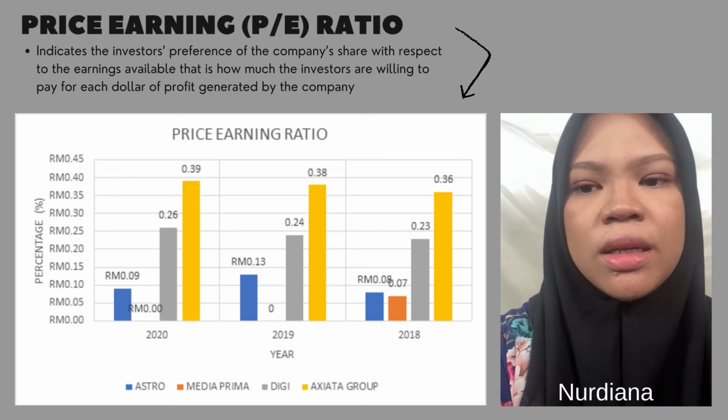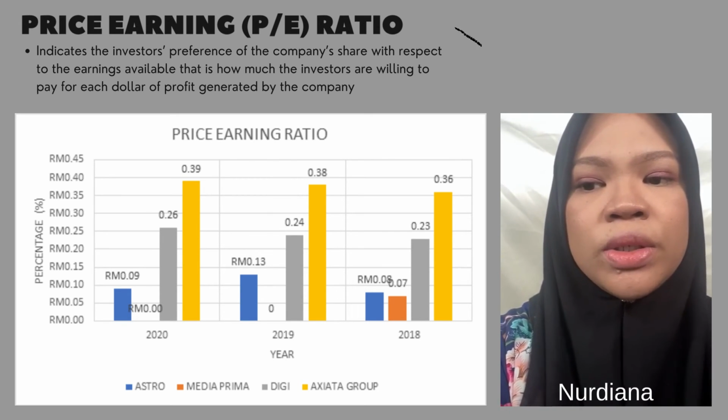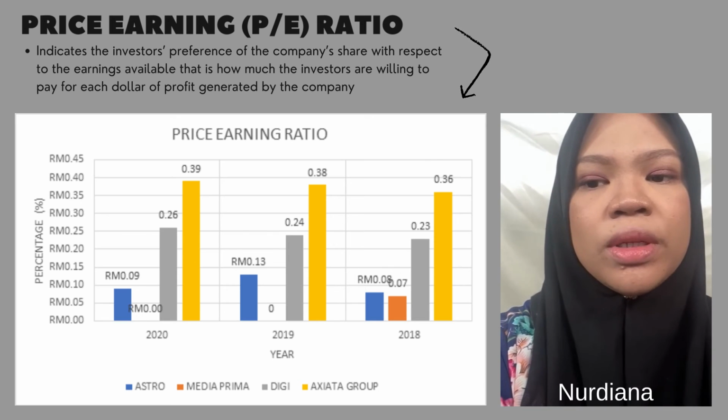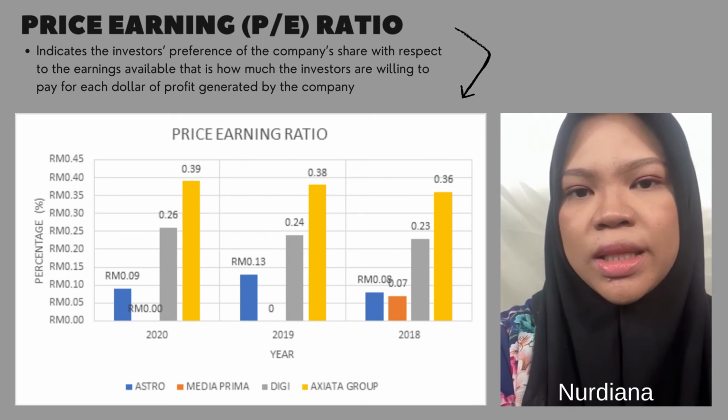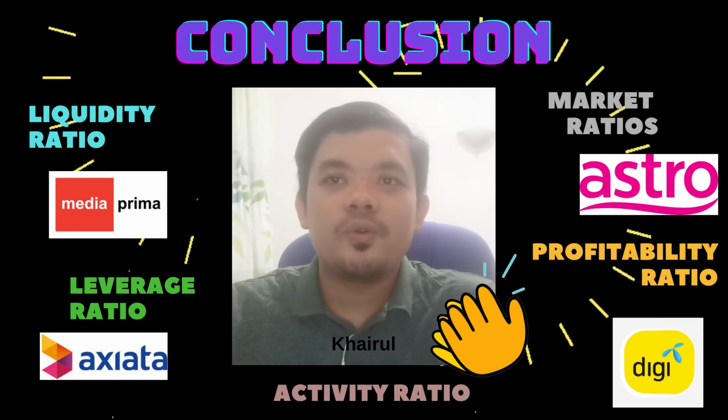As you can see in the graph, the price earning ratio shows that Axiata Group Berhad indicates the firm's market price is overvalued for the three years consecutively from 2018 until 2020. Thank you. And the last part is the conclusion.